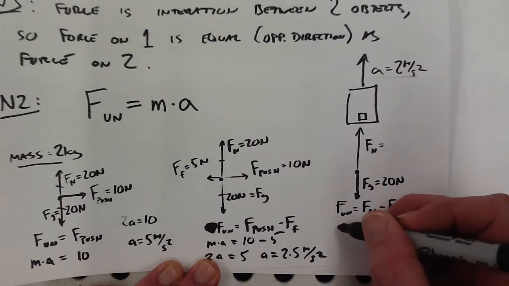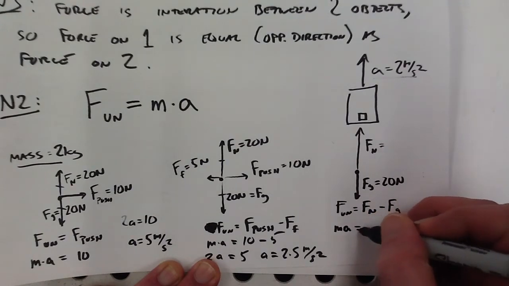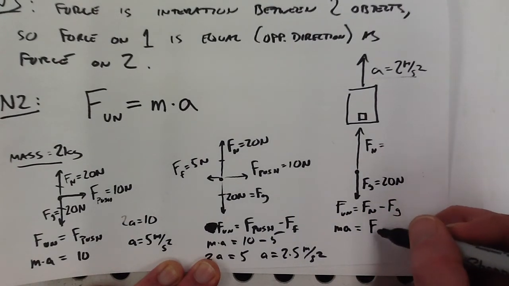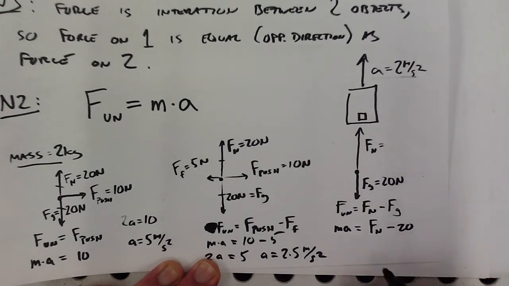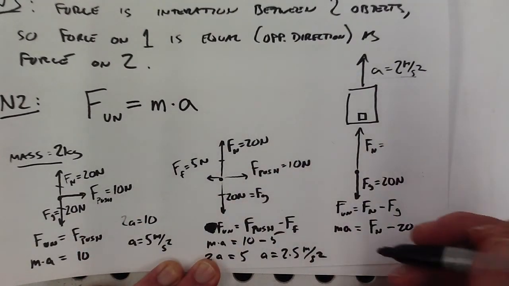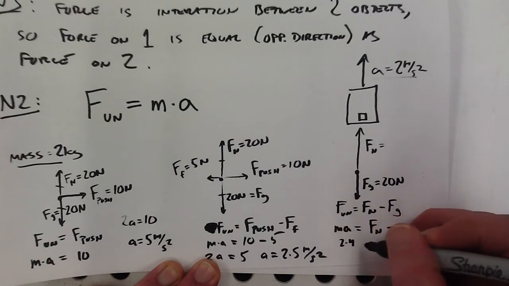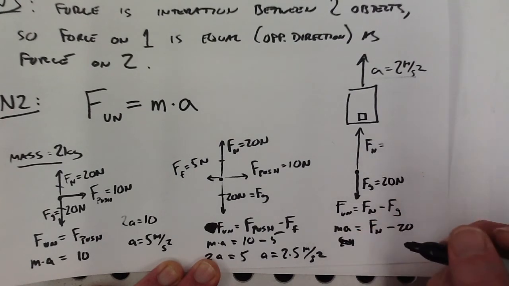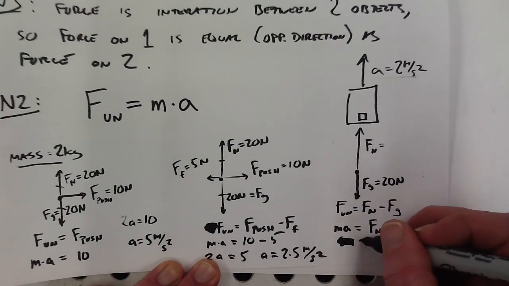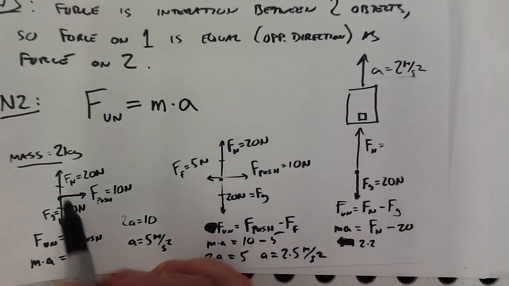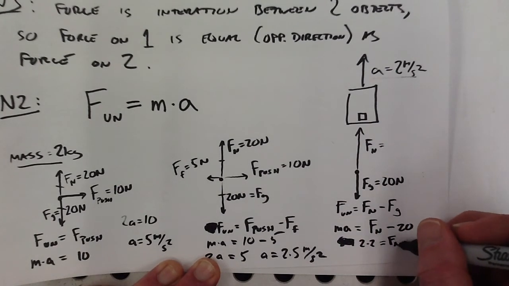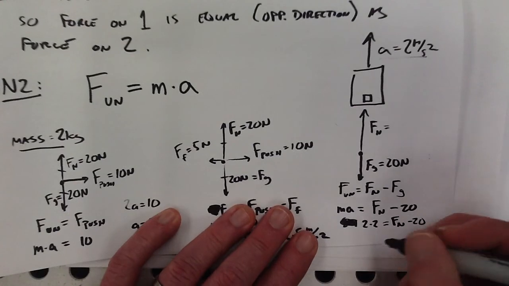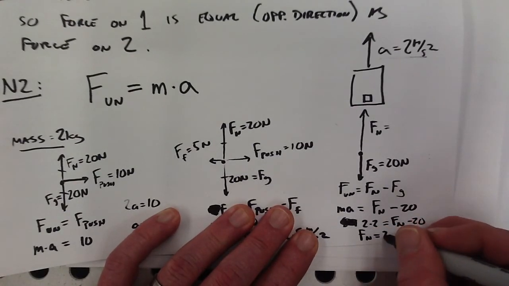So let's see, unbalanced force is equal to mass times acceleration. The support force, I don't know what that is, that's what we're trying to find, minus the force of gravity is 20. And now I know the mass of this thing, it's 2, and I know the acceleration. Oops, dang it. Kind of did the math and then didn't do the math at the same time. 2 times 2, right? That's the mass times the acceleration is equal to the normal force minus 20. So the normal force is 24 newtons.